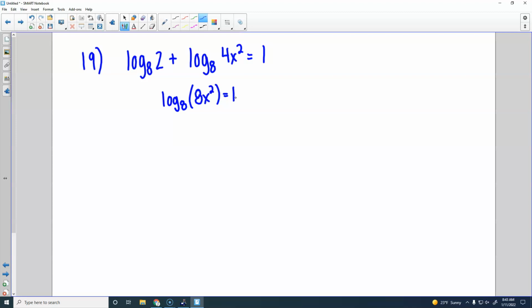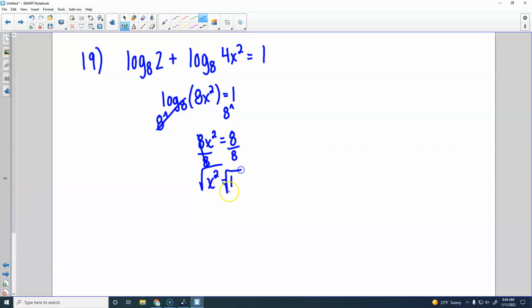Okay, so now, Bronwyn, we got to get rid of that log. How can we get rid of it? 8 to the power, yeah. So we'll do 8 to the power here and 8 to the power here. We'll just cancel our log on this side. We'll get 8x squared equals 8. And so now, what will we do next, Bronwyn? Yep, divide that 8. Just leaving with x squared equals 1, and what's the last step here?